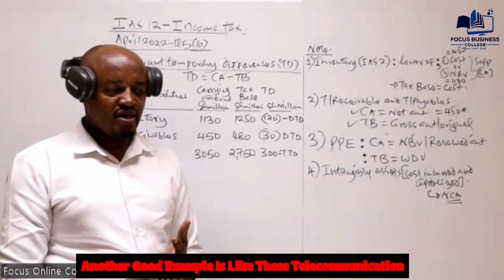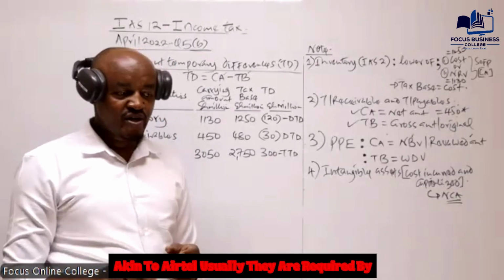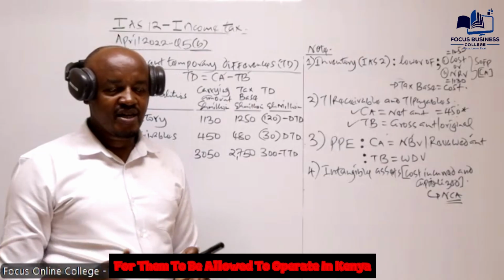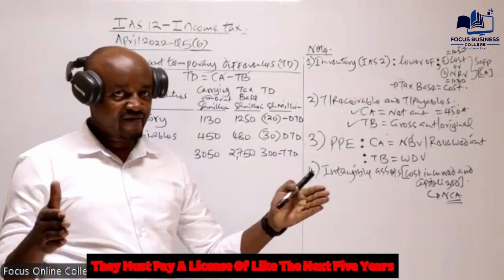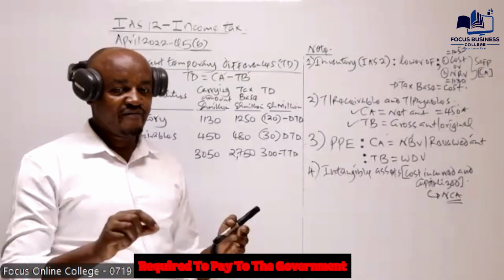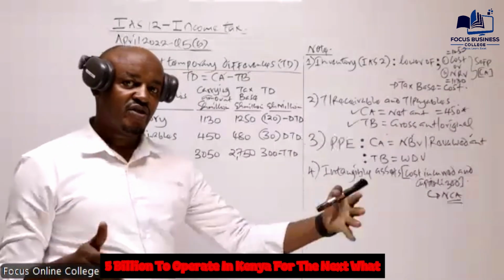Another good example is these telecommunication companies, like Safaricom and Airtel. Usually they are required by the Communications Authority to be allowed to operate in Kenya. They must pay a license for the next 5 years. So you may hear a company like Safaricom being required to pay the government a license of 5 billion to operate in Kenya for the next 5 years.